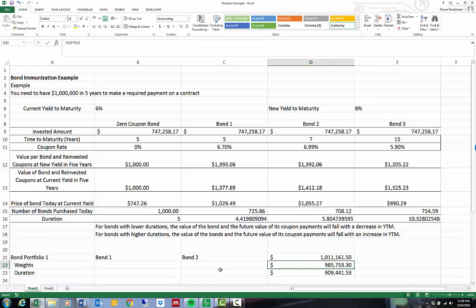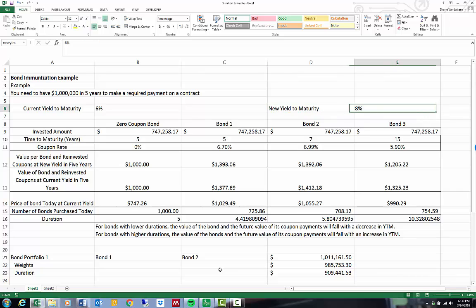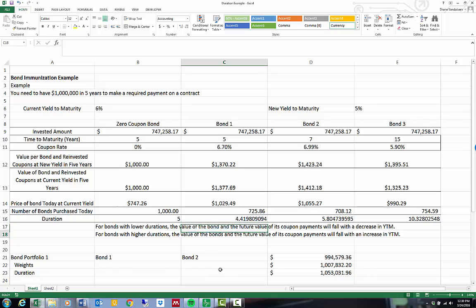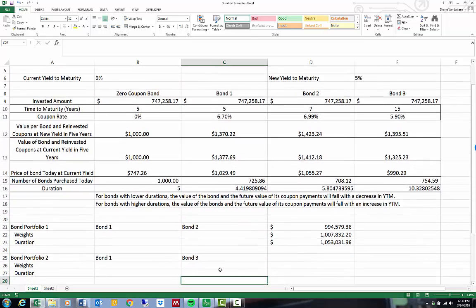So we want to eliminate our interest rate risk. What we can do is combine bonds with a duration lower than the time when we need the money, and bonds with a duration greater than the time that we need the money, in this case 5 years, to create a situation where no matter what happens with the interest rates, we'll always have $1 million at that time, unless of course the bond defaults. But in terms of interest rate risk, we eliminate that risk. So that's what I'm going to demonstrate to you now.